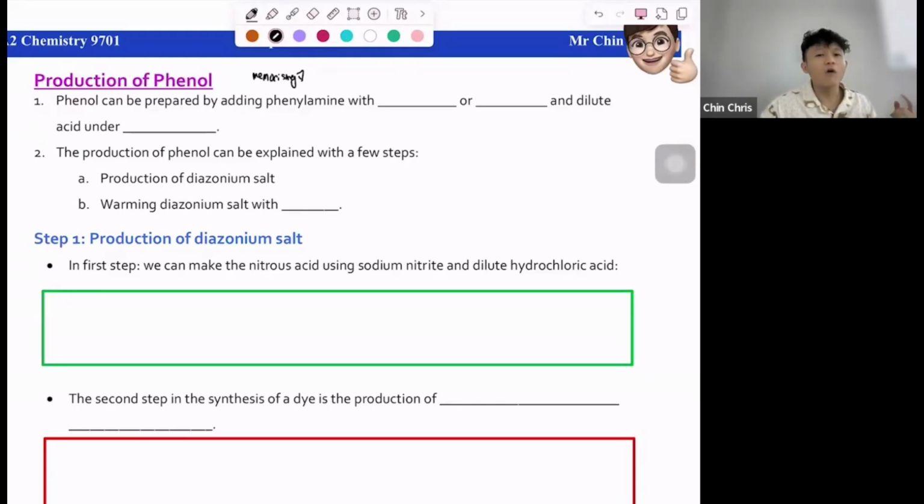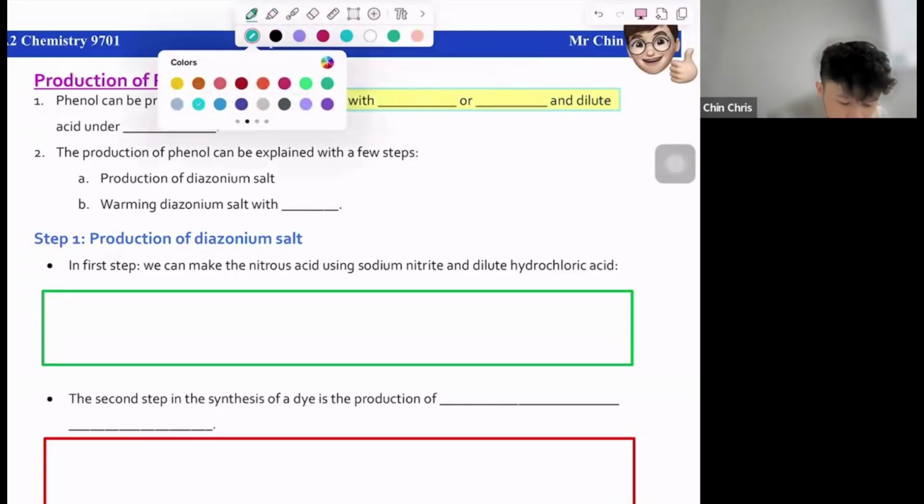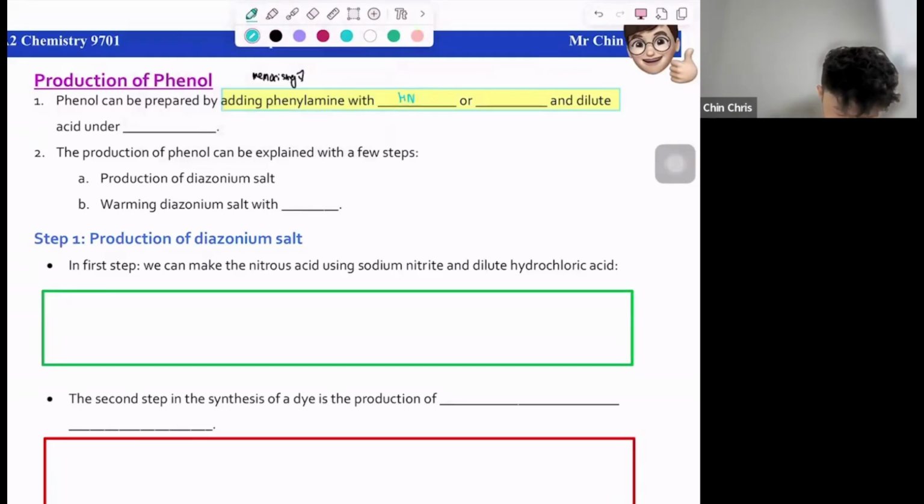All right, guys, first, how can you prepare a phenol? It's by adding phenylamine with HNO2 or NaNO2 under dilute HCl. And you have to do it under 10 degrees.